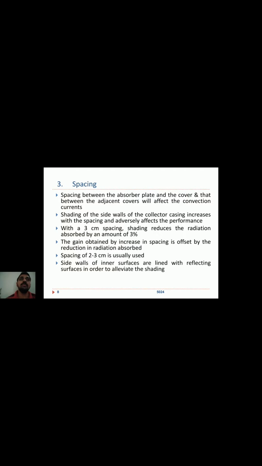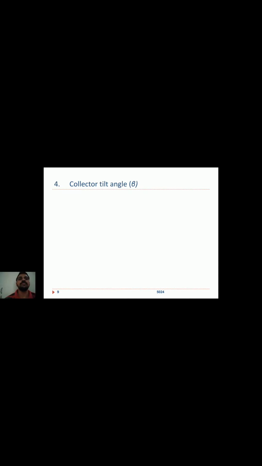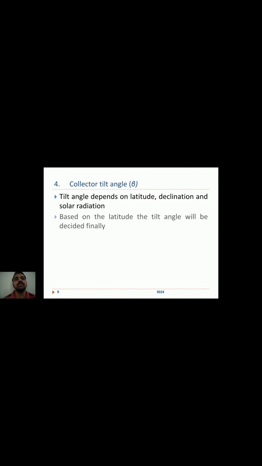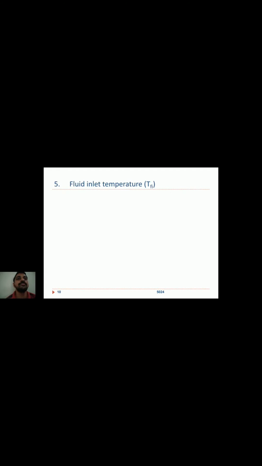Also, in order to avoid the shading effect, the inner surfaces of the side walls are lined with reflecting surfaces to alleviate the shading effect. The fourth factor is the collector tilt angle beta. The tilt angle depends on the latitude, declination and solar radiation at a particular location. So based on the latitude, the tilt angle will be decided finally. At what tilt should the collector be placed? For the northern hemisphere, it should be facing the south side.